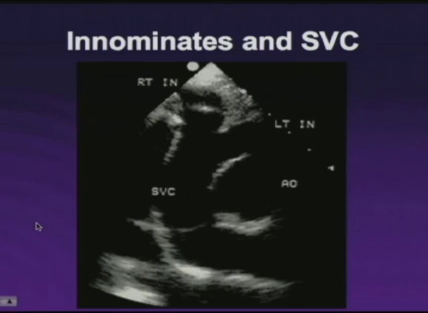Here in a very unusual example, we can actually see the right and left innominate coming together to form the superior vena cava adjacent to the aorta. Again, this is a very pretty picture, but one that is unusual to obtain.